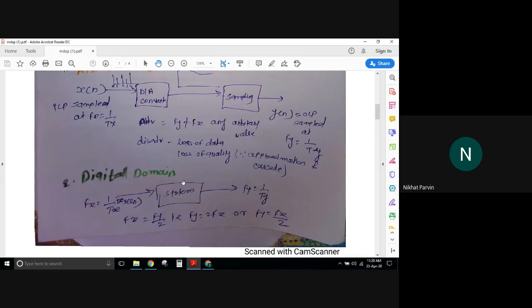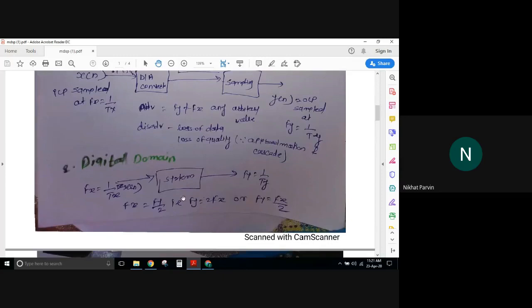I did not say anything about this system yet. I said this is the one system which accepts a discrete input time signal and converts it to a discrete output time signal. Because the system is also discrete, it has to maintain some relationship between the output sampling rate and the input sampling rate. So that's what I said.